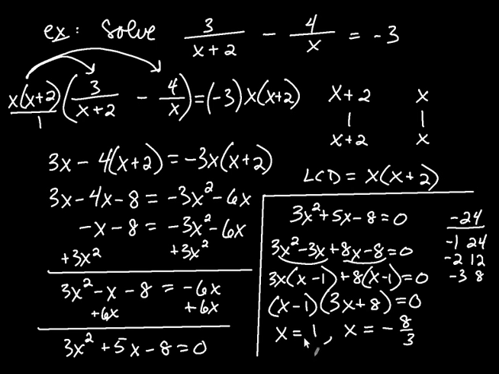Now, before we box these and celebrate, remember, you have to make sure they don't cause these denominators up here to be 0. And neither of them do, right? These denominators are 0. Well, this one is 0 when x is negative 2. And this one is 0 when x is 0. And neither of those numbers are right here. So these indeed are our two solutions.